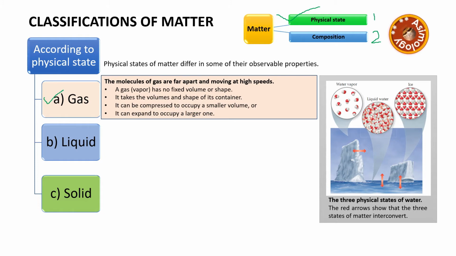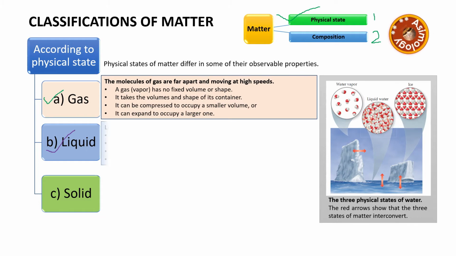A gas, vapor, has no fixed volume or shape. It takes the volume and shape of its container. It can be compressed to occupy a smaller volume, or it can expand to occupy a larger one.